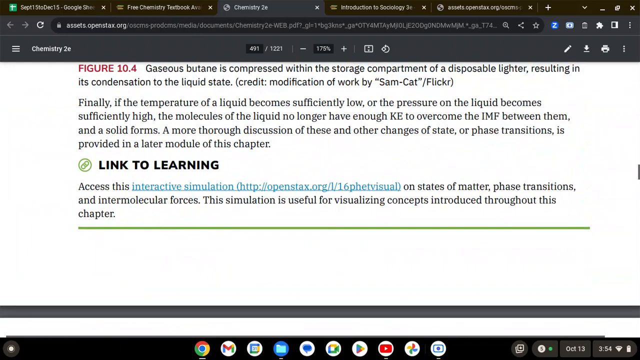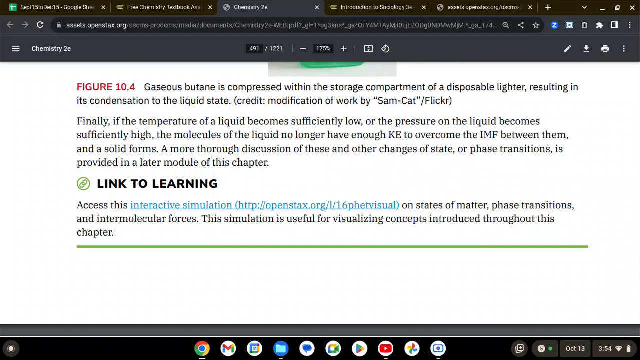Finally, if the temperature of a liquid becomes sufficiently low, or the pressure on the liquid becomes sufficiently high, the molecules of the liquid no longer have enough kinetic energy to overcome the IMF between them, and a solid forms. A more thorough discussion of these and other changes of state, or phase transitions, is provided in a later module in this chapter.